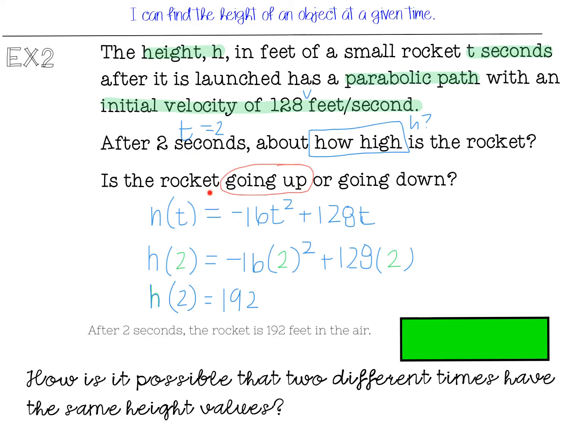And then the question is, is it going up or is it going down? And so when I looked at the graph on my calculator, I noticed that it's going to be 192 feet at 2 seconds, but then also again at 6 seconds. So that's where this question, is it going up or going down? So at 2 seconds, it's going up, and then it comes back to 192 feet on its descent down, and that takes 6 seconds.